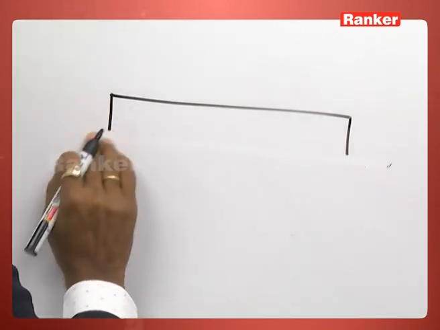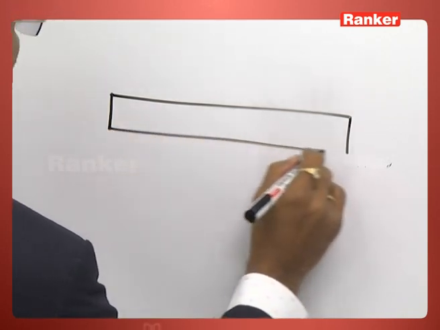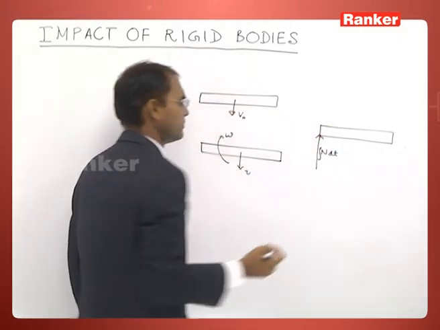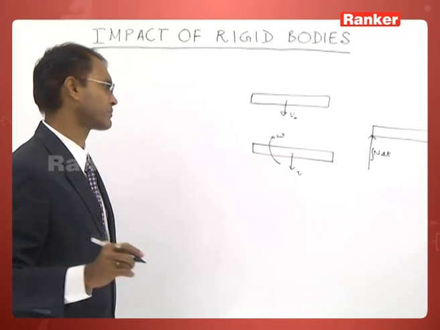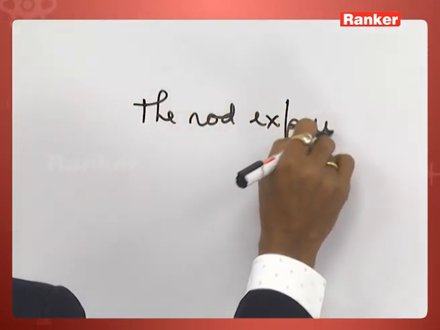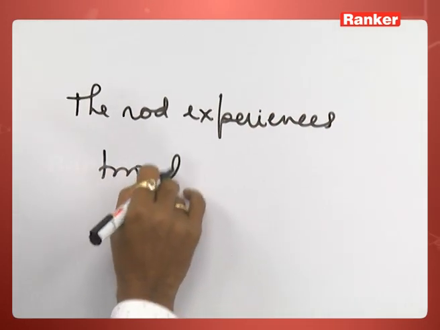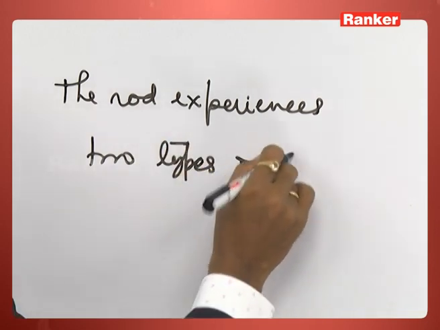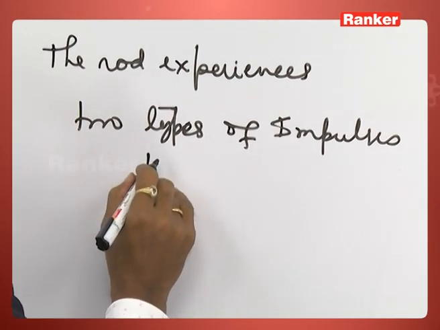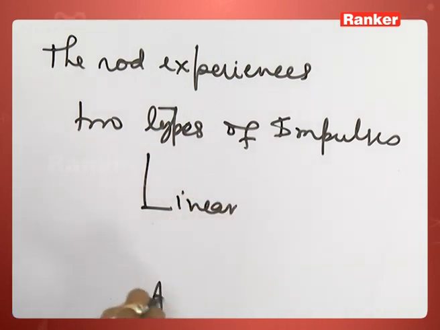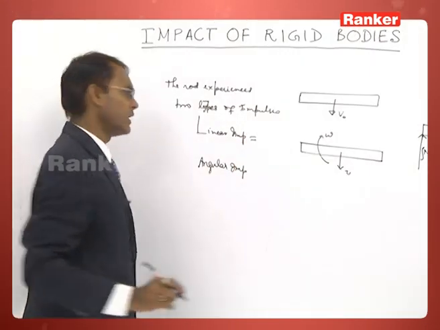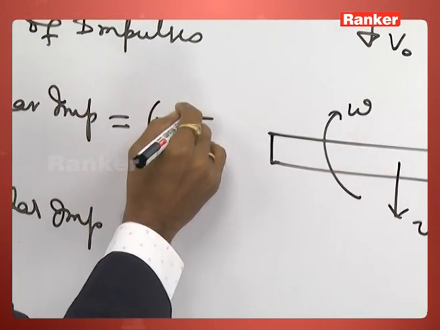During the collision, the rod will experience two types of impulses. One is linear, another is angular impulse. The linear impulse is the integral of N dt.